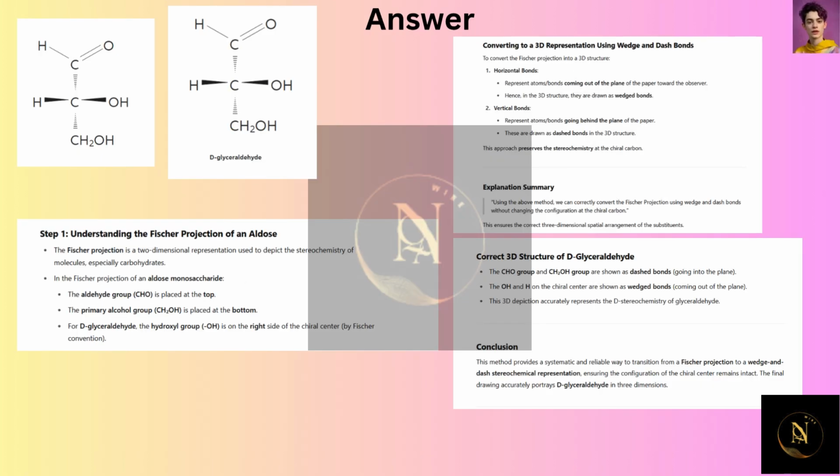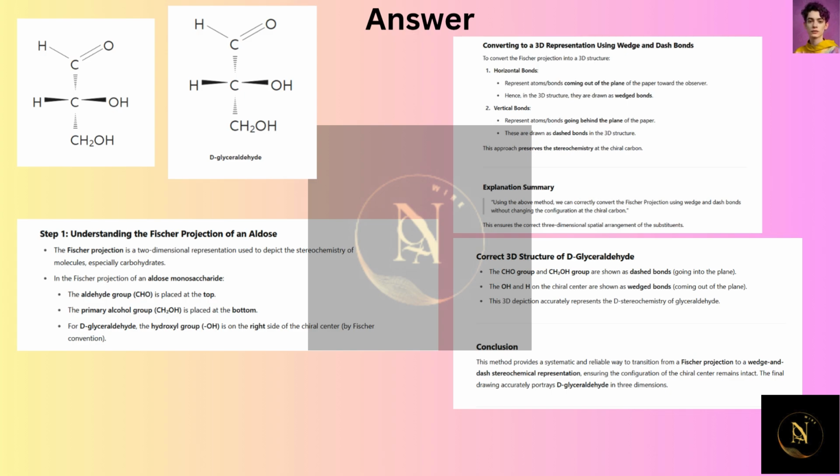Explains how to convert the Fischer projection of D-glyceraldehyde into a correct 3D representation using wedge and dash bonds. Step 1. Understanding the Fischer projection of an aldose. The Fischer projection is a two-dimensional representation used to depict the stereochemistry of molecules, especially carbohydrates.